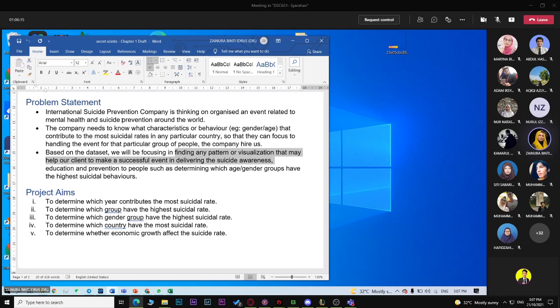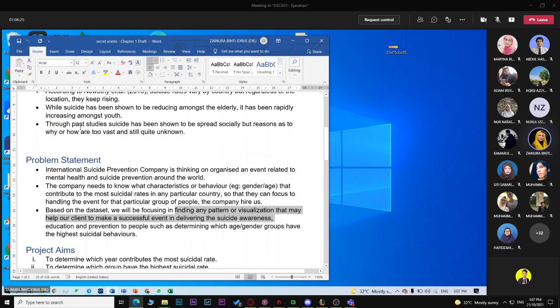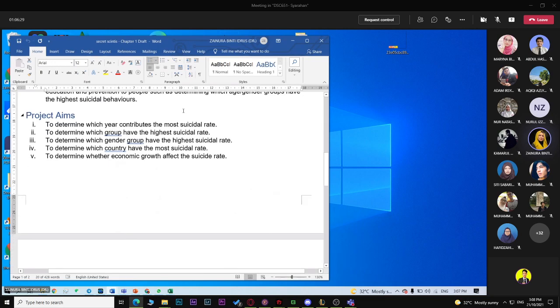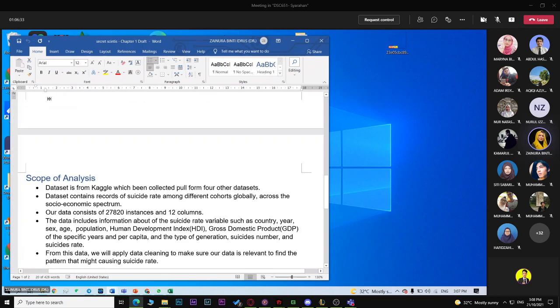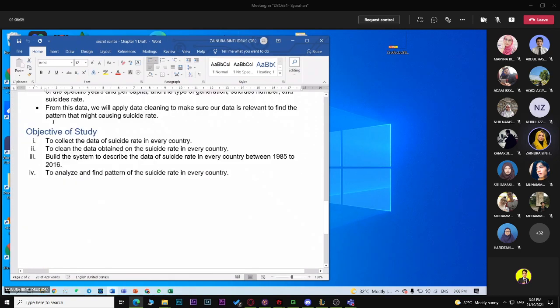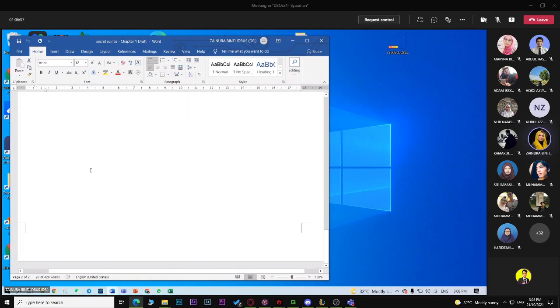Okay, target this example from three students. Target this from three students. Okay, so that is the problem here. So the reason is, of course, they want to reduce it. Reduce. And then project aims. Project aim, no, this is wrong. Objectives are also wrong here. Don't worry if you make mistakes.